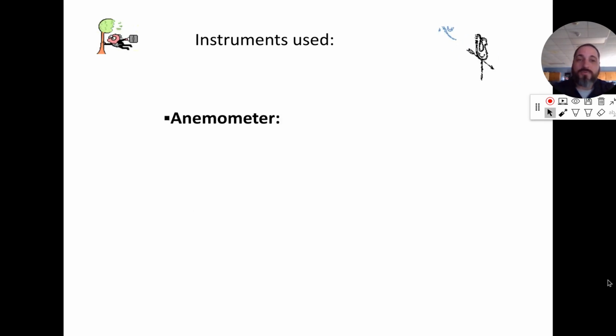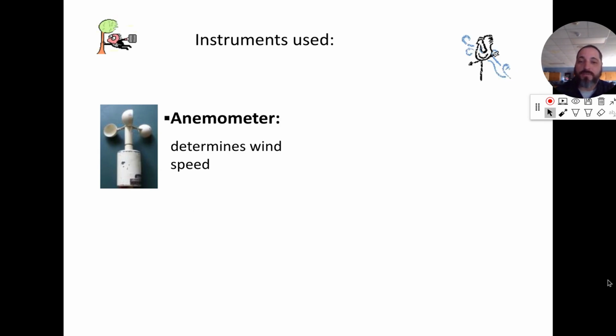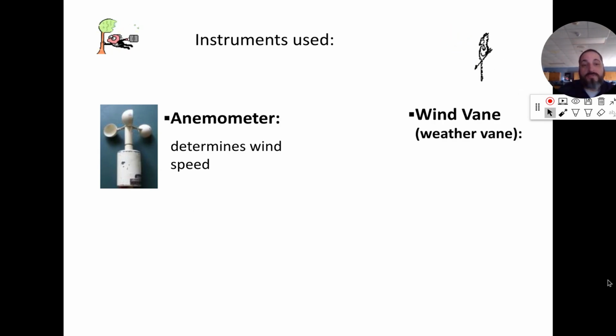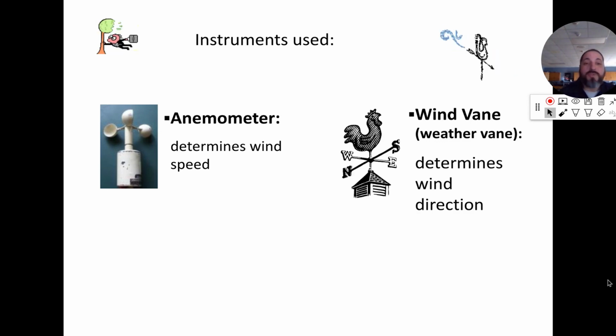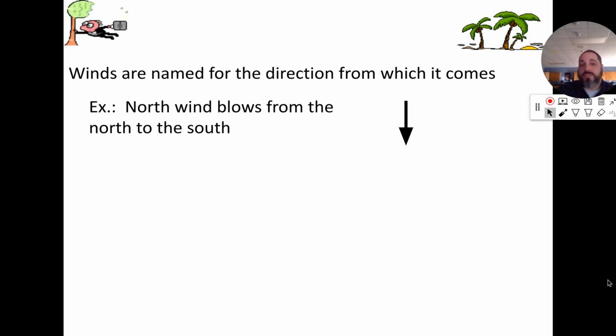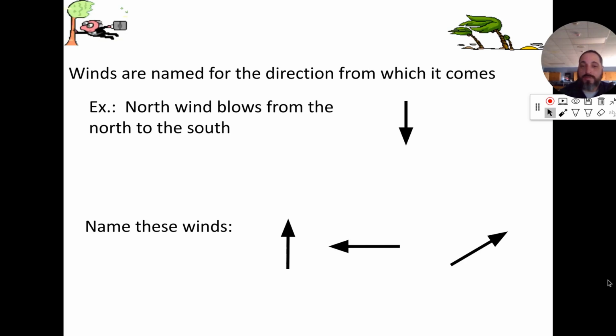The instrument used to measure wind is called an anemometer. It determines wind speed. A wind vane, or a weather vane, determines wind direction. So those are two different things. We measure one with an anemometer, that's our speed, and our wind vane is going to measure our direction. Winds are named for the direction from which they come, not the direction that they're going. So a north wind is going to be coming from the north and going to the south.